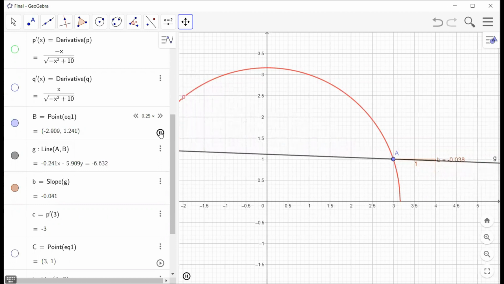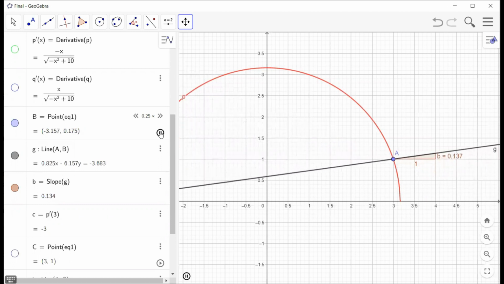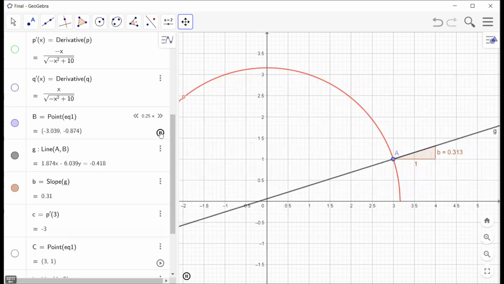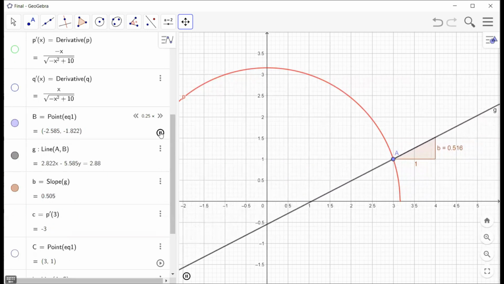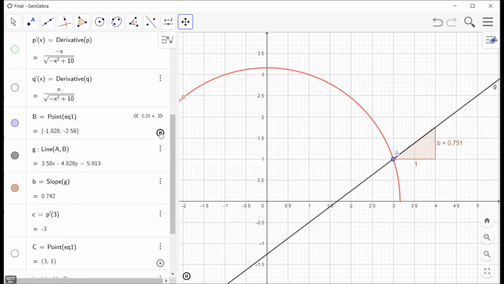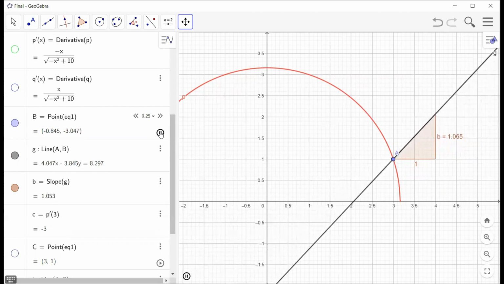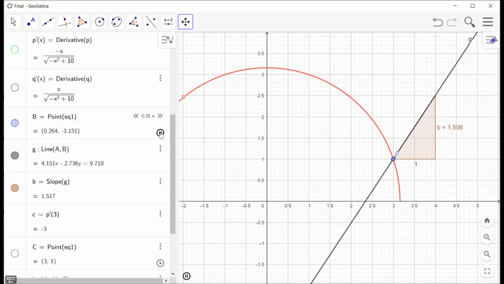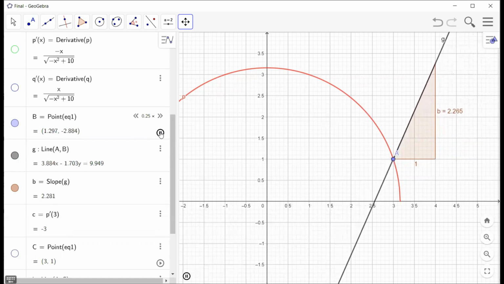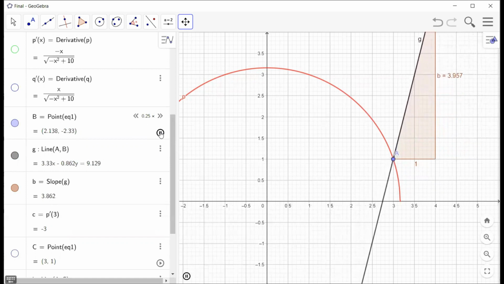B is moving on our circle, and now B approaches A, and that means the secant approaches a tangent to the circle.